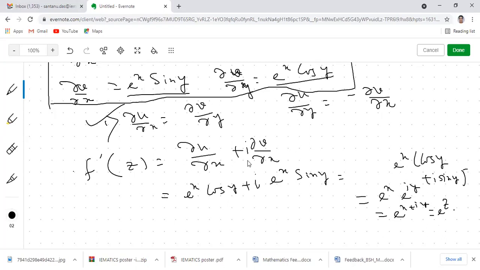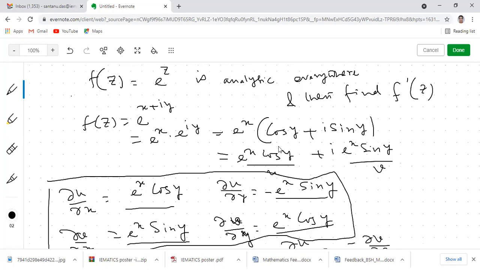So by using the partial derivatives, we can identify the derivative f dash z provided it is analytic. Because if the function is analytic, obviously it will be differentiable. So the derivative we can identify with the help of partial derivatives. If you do the differentiation of this function directly with respect to z by using the first principle, then also you will obtain that the value of f dash z is e to the power z.